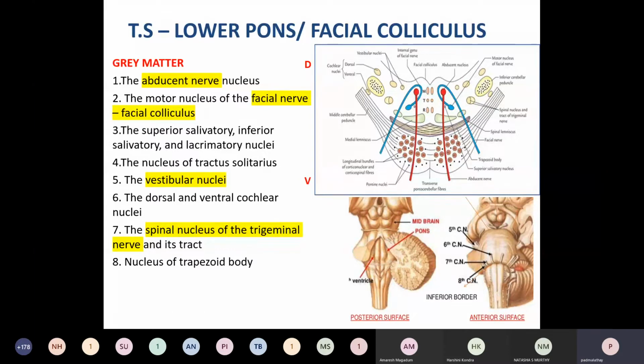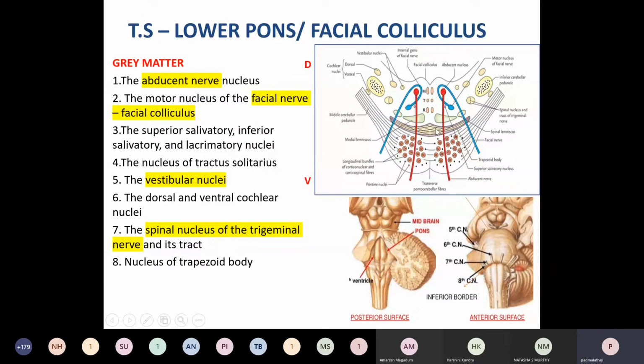Then there is a salivatory nucleus, which is present medial to the motor nucleus of the facial nerve. Then there are the vestibular nuclei and also the cochlear nuclei, both the dorsal and ventral cochlear nuclei. Then there is the spinal nucleus of the trigeminal nerve with the spinal tract. Another important feature present here is the nucleus of the trapezoid body.